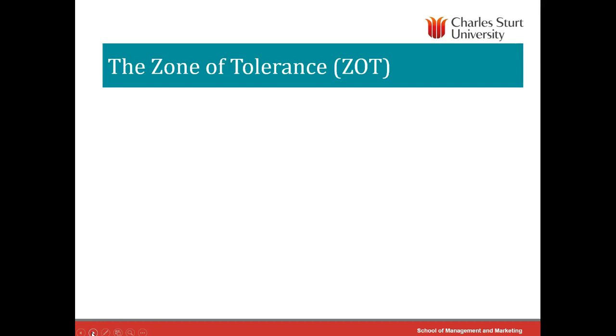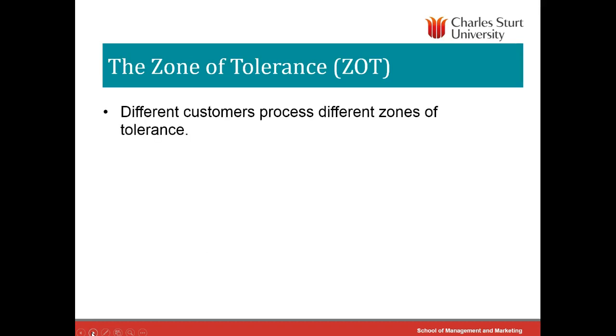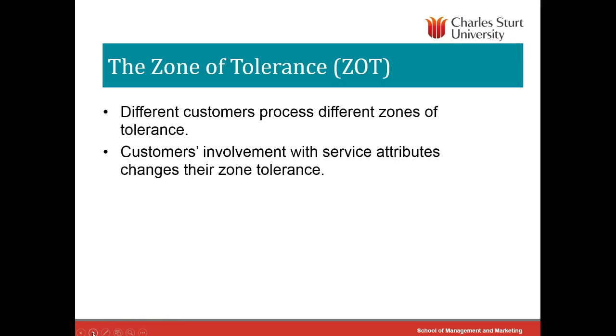Now, related to this, of course, is what we call the zone of tolerance, or ZOT. And different customers will possess different zones of tolerance. Why? Because their expectations and their perceptions of service will differ. As your involvement with service attributes changes, this will change the zone of tolerance. So somebody who has had a lot of involvement with dentistry or with medical services will have a much narrower zone of tolerance than somebody who hasn't, simply because their expectations are based on greater experience.